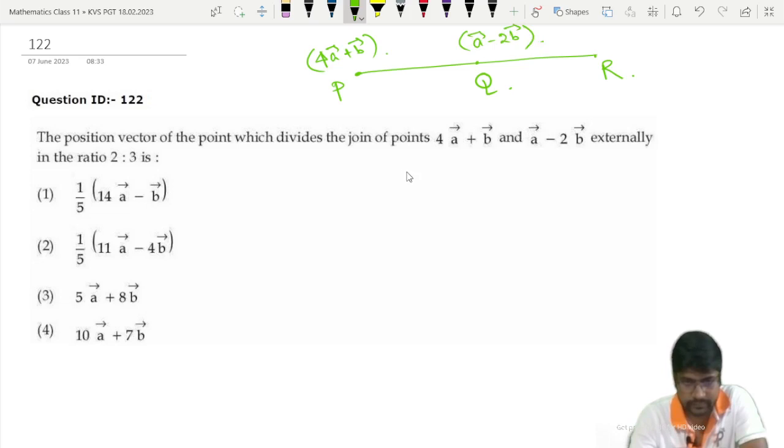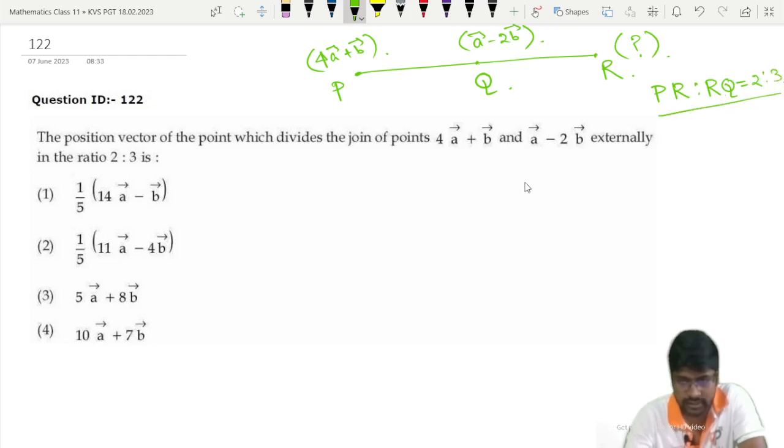And according to the question, it is given that PQ is divided externally in the ratio 2:3 by the point R. Then we have to find the position vector of R. What is the position vector of R? That we have to find. So we are given that PR is to RQ is equal to 2:3. That is given by the question.